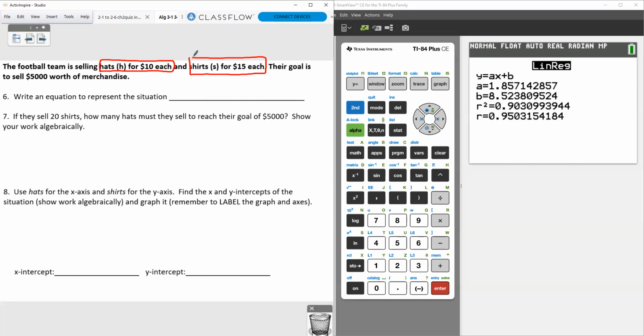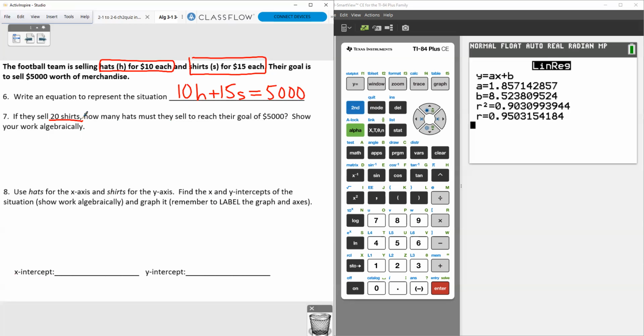So when we go to do this, hats are $10 each. So $10 times the number of hats, 10H, plus $15 for shirts, 15S. And their goal is to sell $5,000 worth, so equals $5,000. That's the equation. And remember, you must use the H and you must use the S. Be very careful because some people's S's look like 5s, right? So be very careful there.